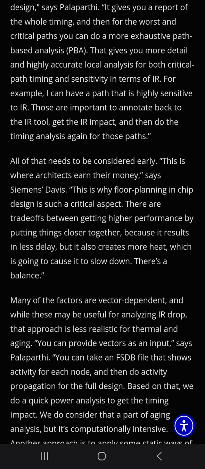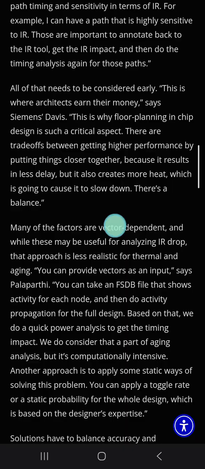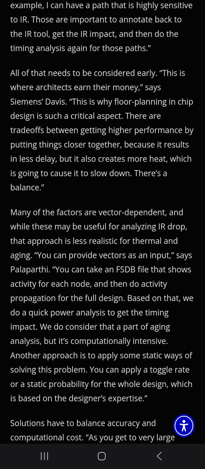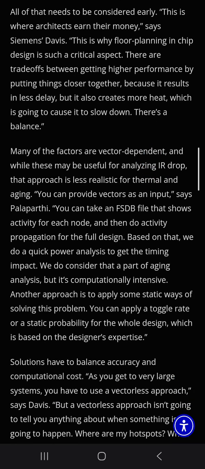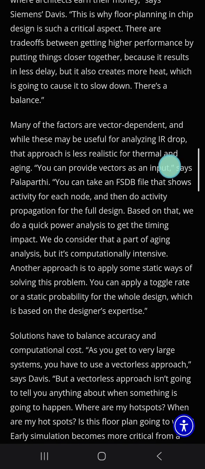You can provide factors as an input, such as parity. You can take an FSDB file that shows activity for each node, and then do activity propagation for the full design. Based on that, we do a quicker power analysis to get the timing impact. We consider that a part of the aging analysis, but it's computation intensive.